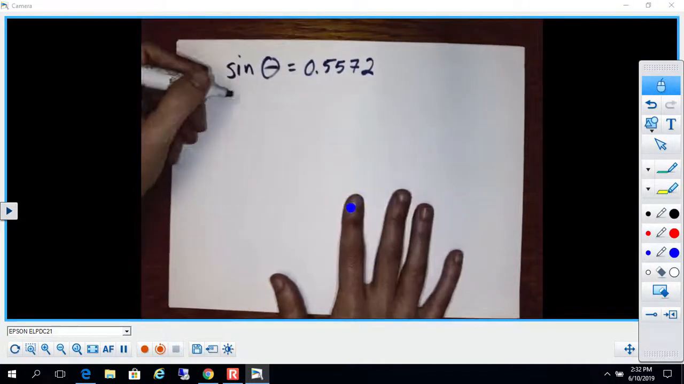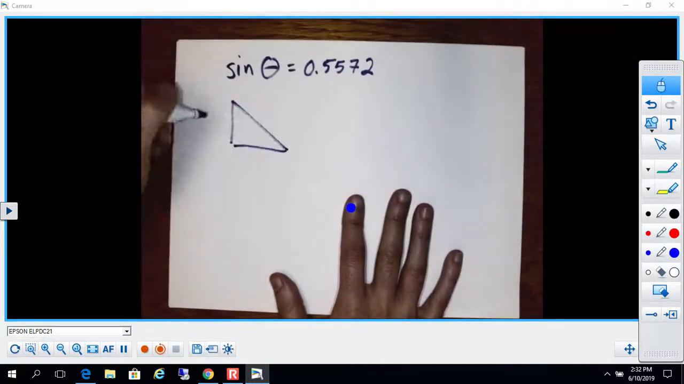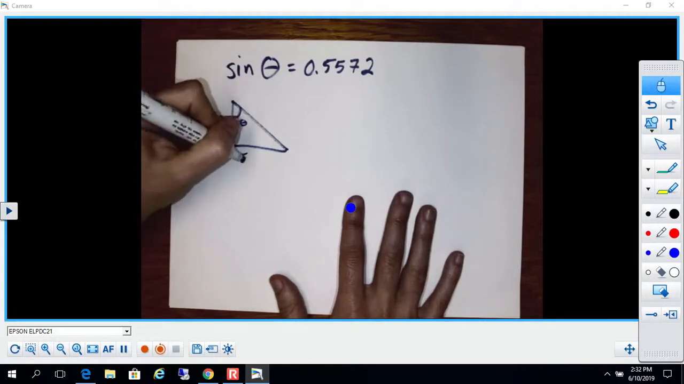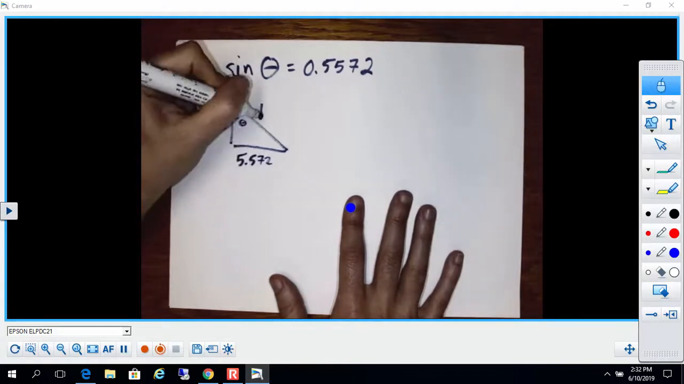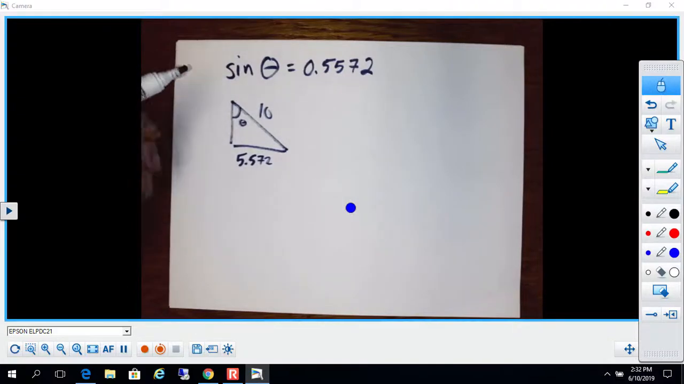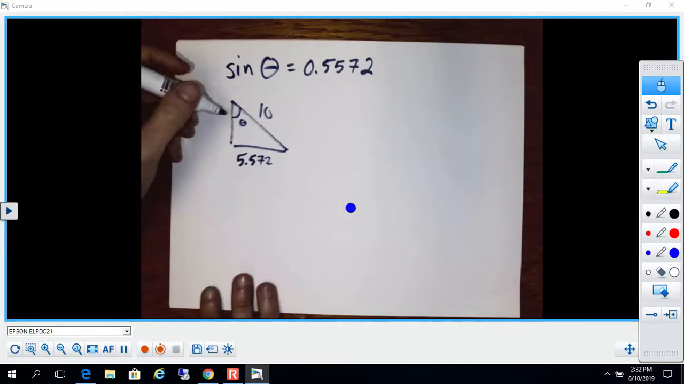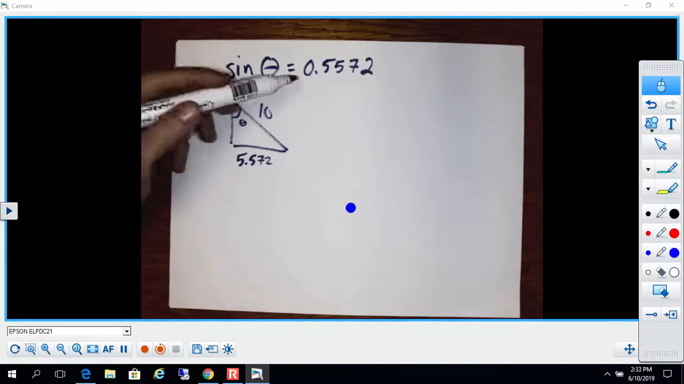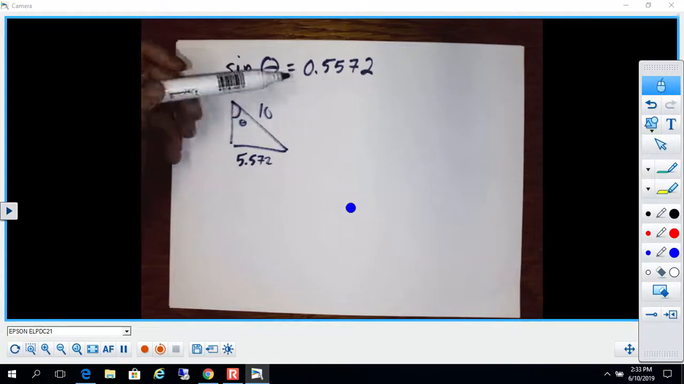So basically, what it's saying is we have some triangle, let's say theta's here, right? And there's some ratio, let's say this is 5.572 and this is 10. So there's this ratio between sides, right? And then we want to know what the angle is. That would be what you would get from doing the sine of theta.